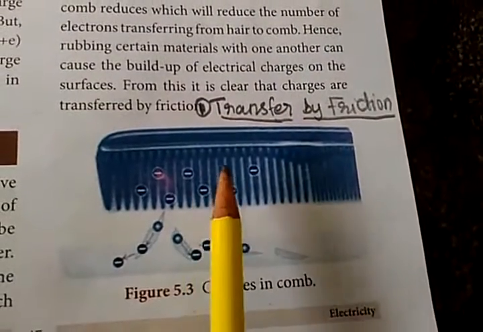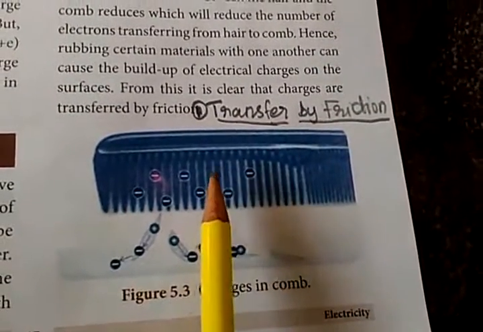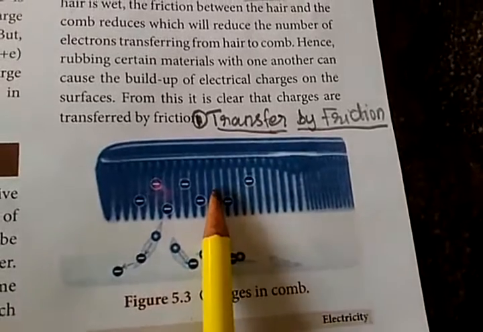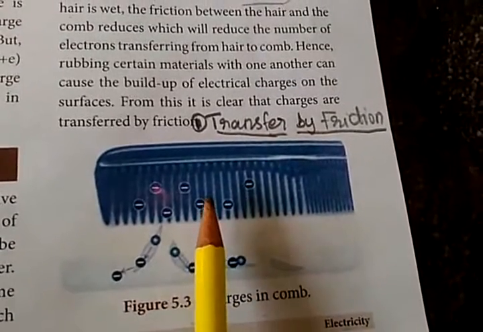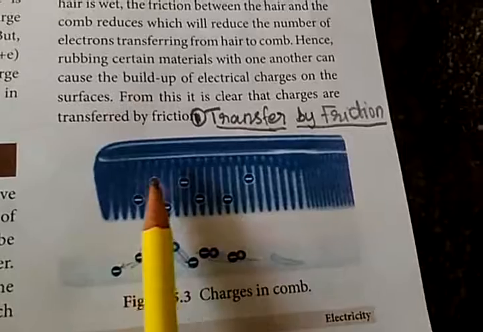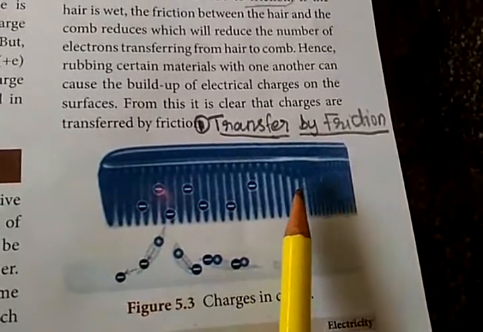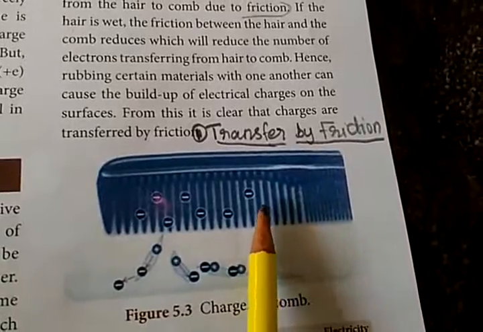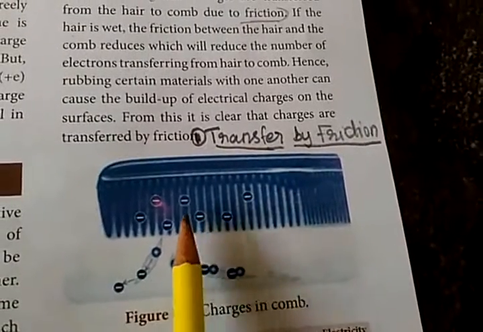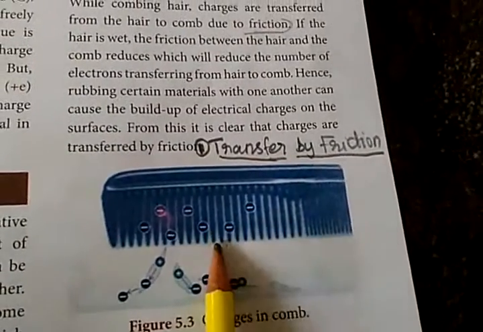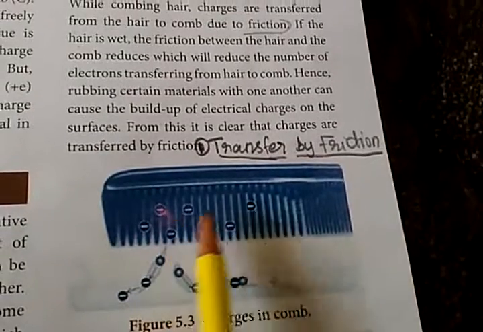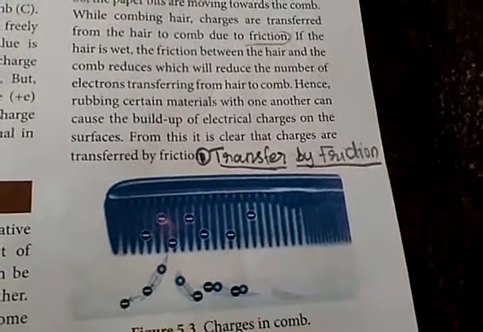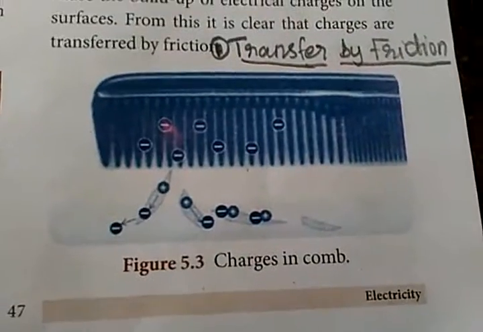Here we see, what is this? This is a comb. A comb rubbed with hair gains electrons. Here we see the negative sign. It gains electrons from the hair and becomes negatively charged. So this comb is negatively charged.